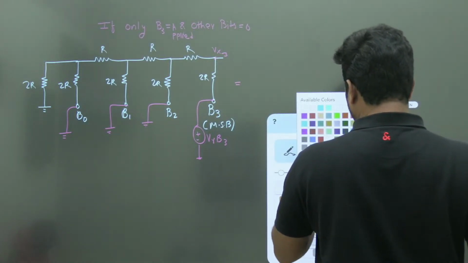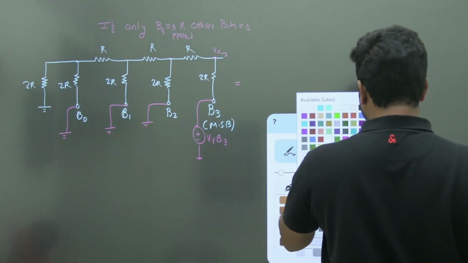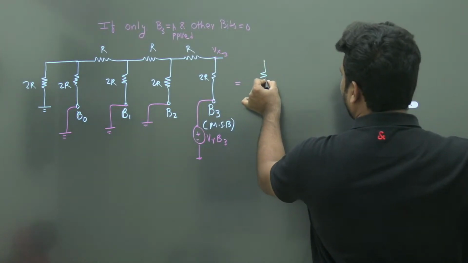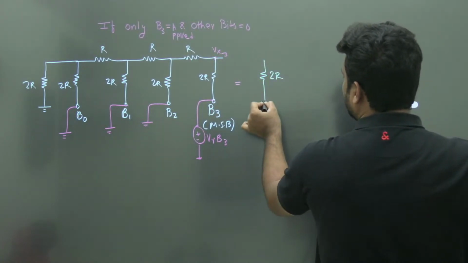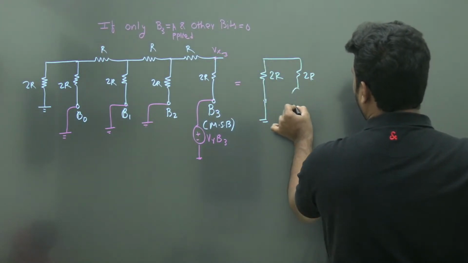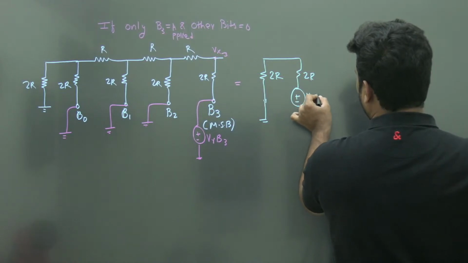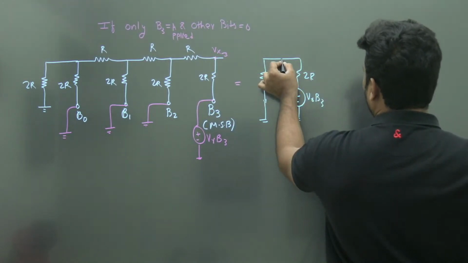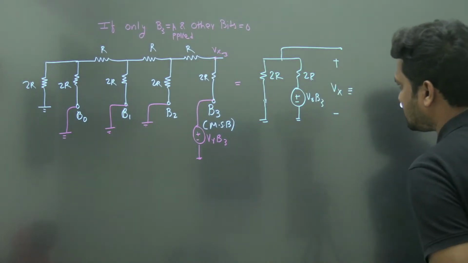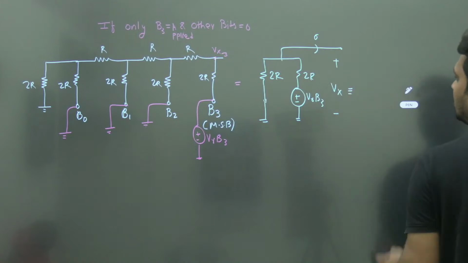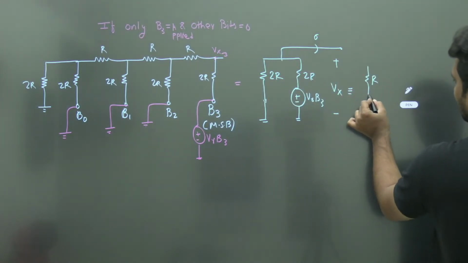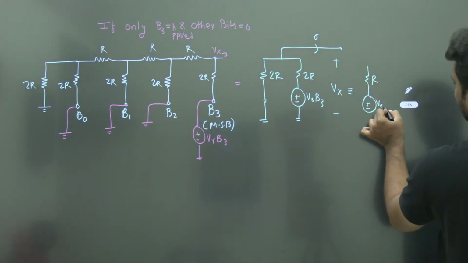what is the equivalent you will be getting here? 2R is the equivalent, in series with 2R and the voltage source value VR into V3. This is where you are measuring your Vx3. As per our discussion, what is the op-amp's input current? 0. So for a voltage source in series with a resistance, parallel with a resistance, what is the equivalent? VR by 2 and R by 2.